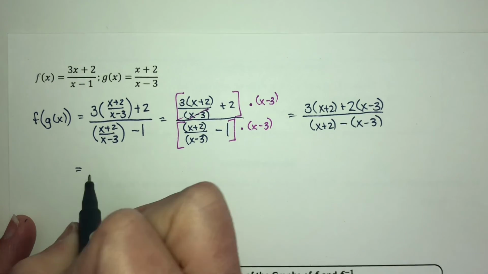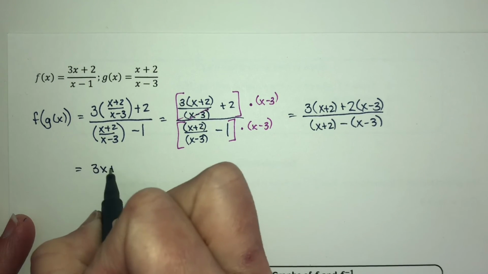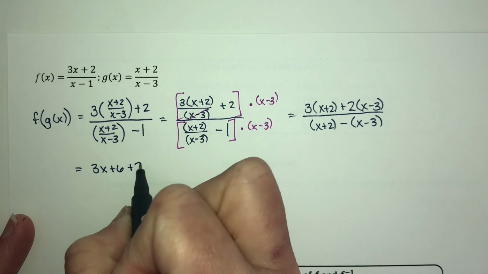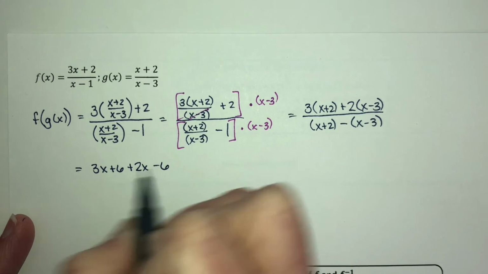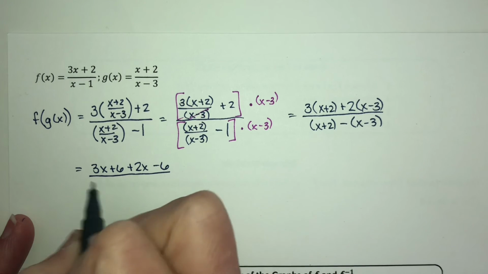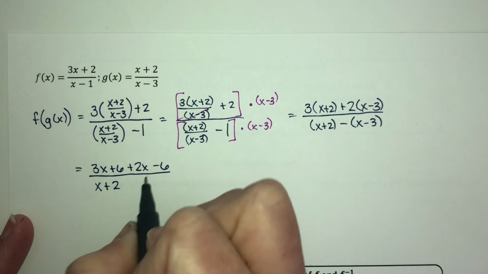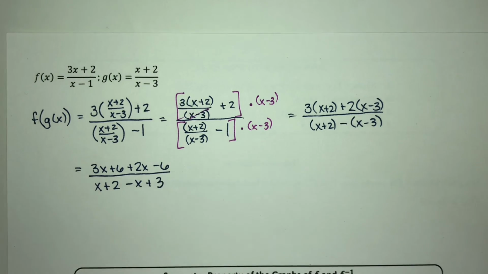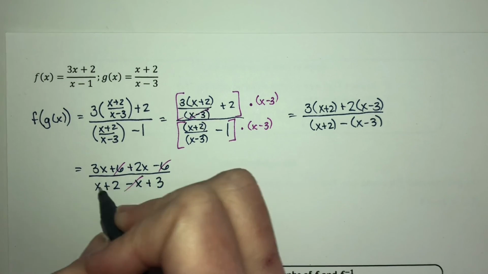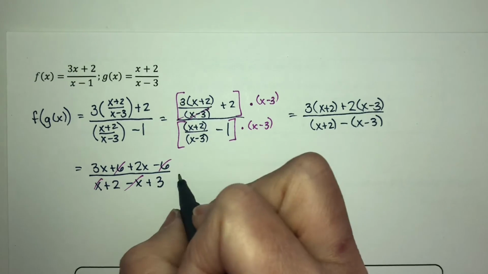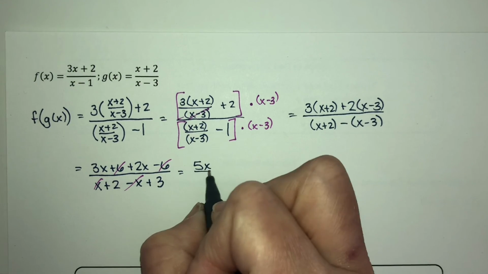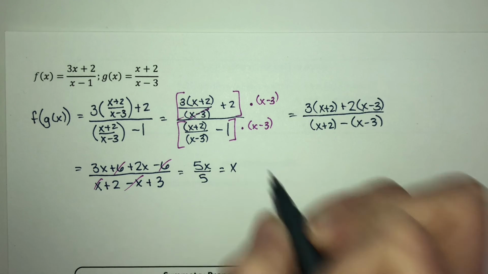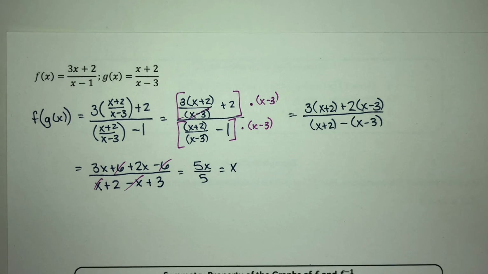So now distribute, and I have 3x plus 6 plus 2x minus 6 over x plus 2 minus x plus 3. So I have 5x over 5, which is x. The other direction will be similar. Just be careful with it, and you can do it.